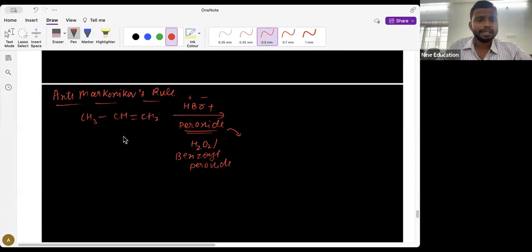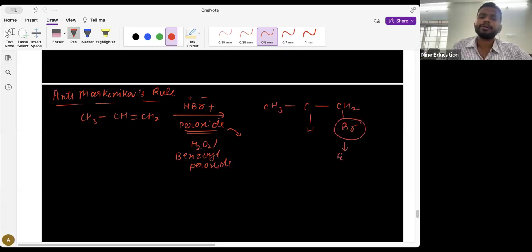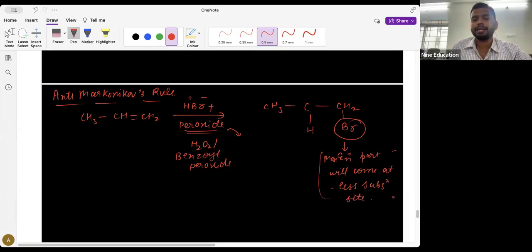So here only we'll start. Let's say we have peroxide in this reaction. So we will see the anti-Markovnikov rule, or the more substituted side. Here Br will come here and H will come. This is the opposite of the Markovnikov rule. In Markovnikov, the more electronegative part will come at the more substituted side, while here the more electronegative part will come at the less substituted side.